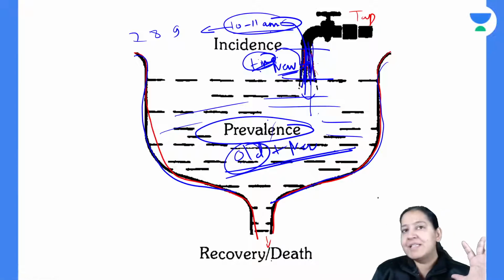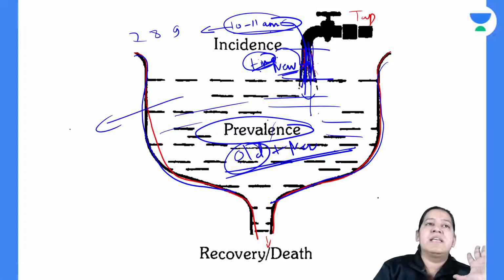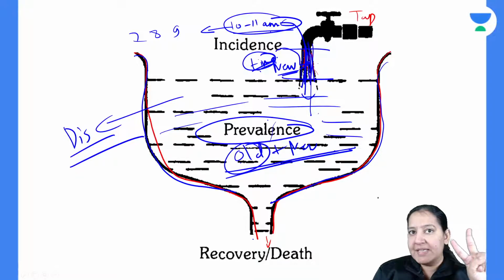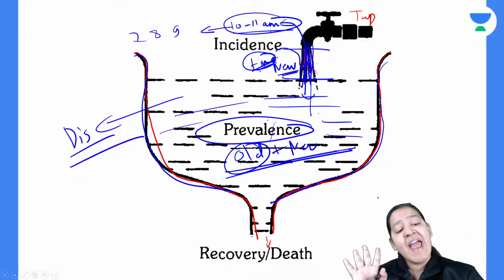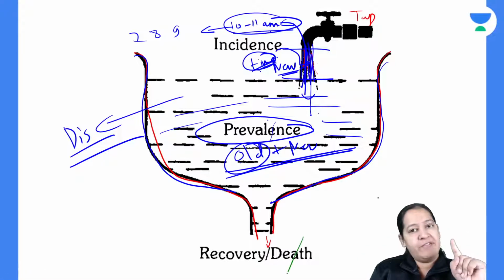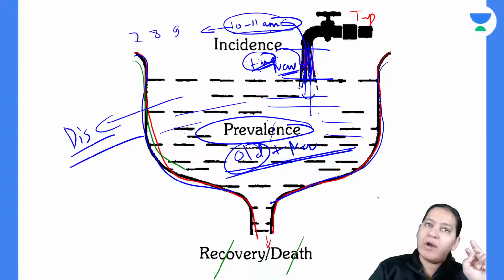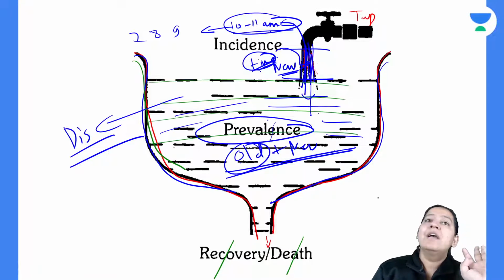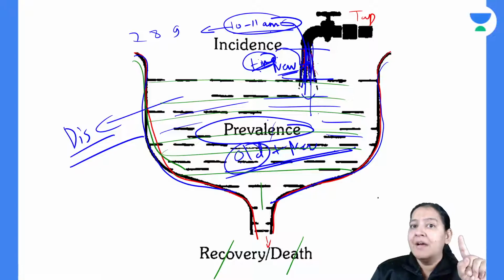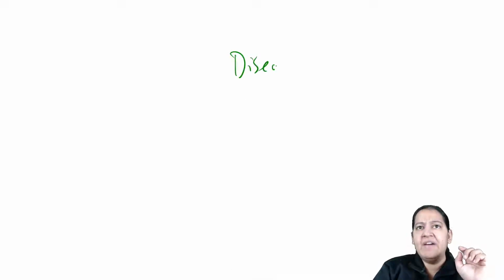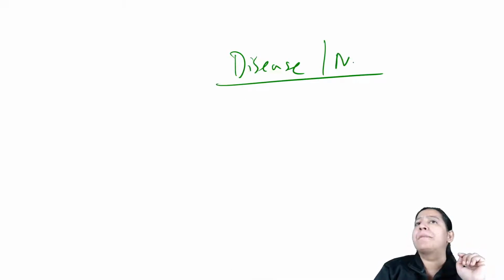Now what is this exit? All these people are diseased. All these people have disease. There are only two fates of disease. If the patient has any disease, either death will be there or recovery will be there. Only two exits, or else you will be diseased forever. If you want to exit this bucket, there are two escapes, either death or recovery. So disease has two fates. If anyone has any disease, by disease I mean morbidity, it has two fates.